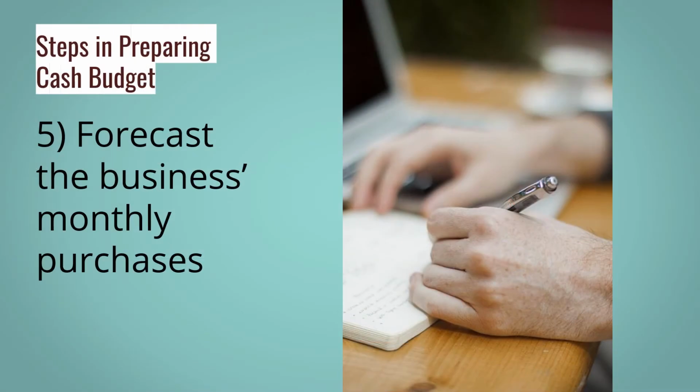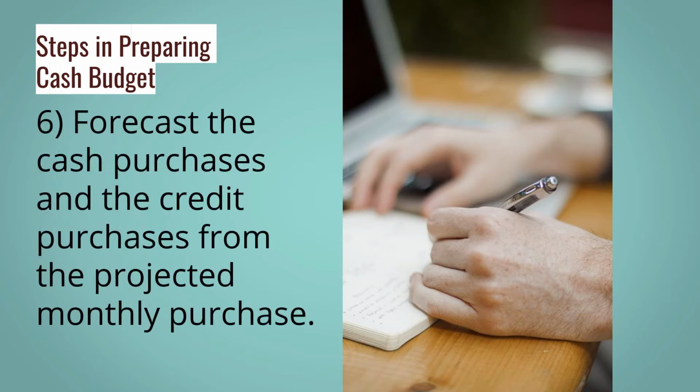To continue in preparing the cash budget, we have to prepare the cash disbursement table or form. So the fifth step is to forecast the business monthly purchases. Number 6, forecast the cash purchases and the credit purchases from the projected monthly purchase. If purchases are made on credit, then forecast when those payables will be paid.